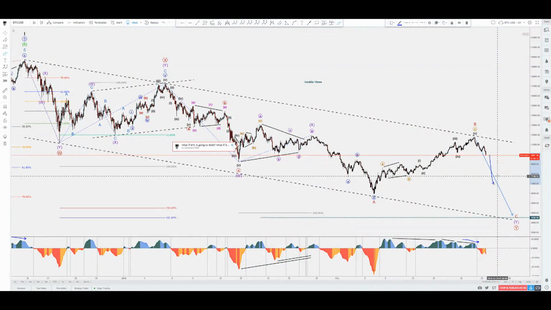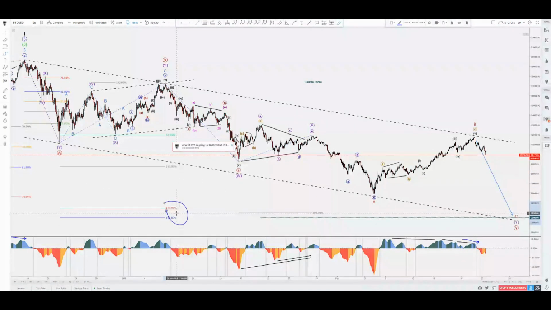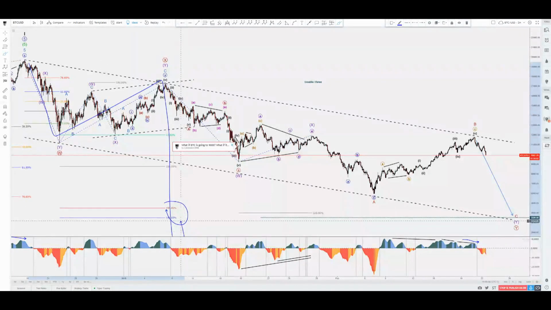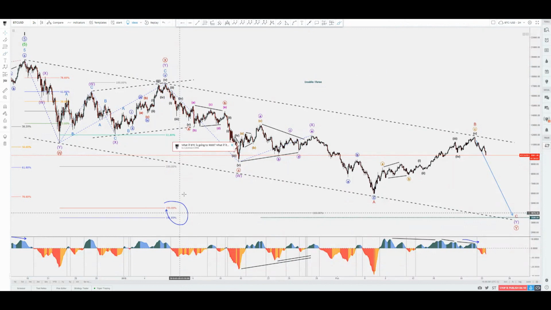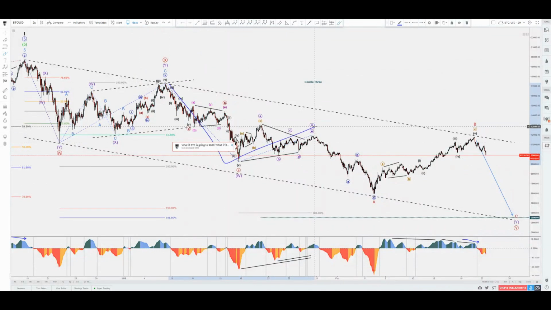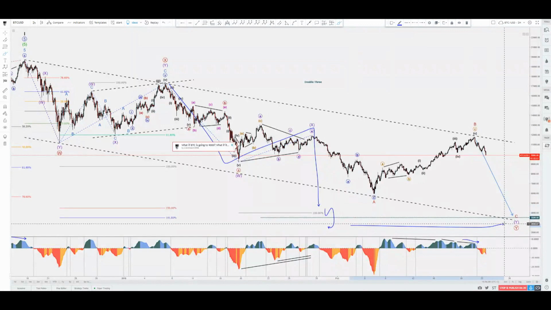With Bitcoin, my views are still 161.8, 150 from WX to basically complete this Y. So the way I'm looking at things is basically WX and 100% here is Y, which is this Y. Okay, so following up.